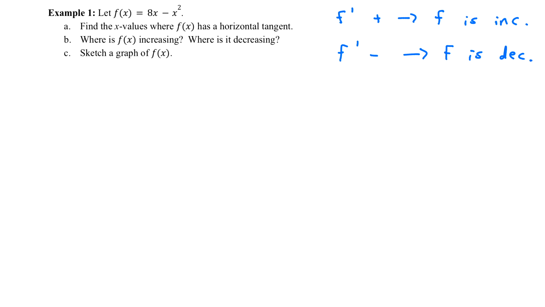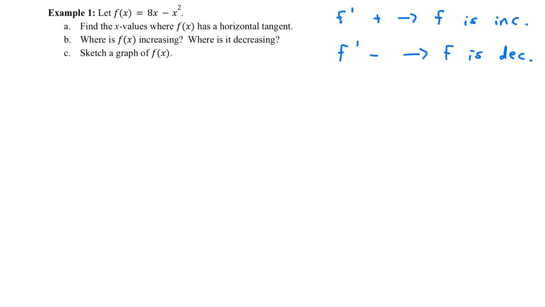So we're going to look at an example here where we can use the sign of the first derivative to tell us whether our function is increasing and decreasing, and then eventually use that to sketch a graph of the function. So here we've got a function f of x equals 8x minus x squared.